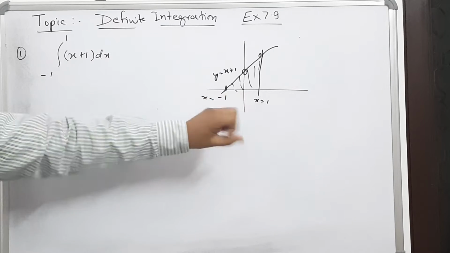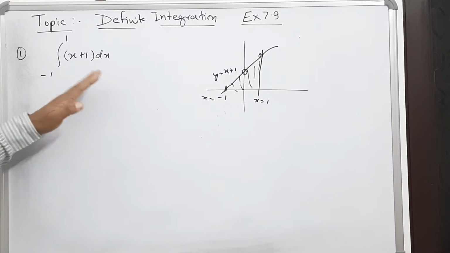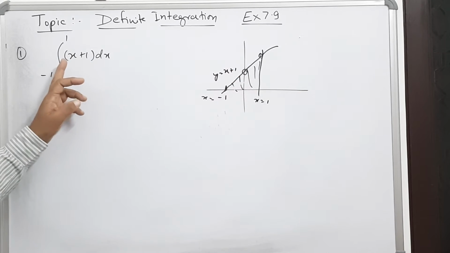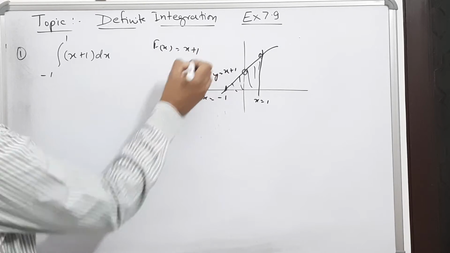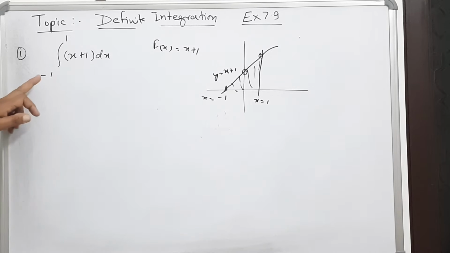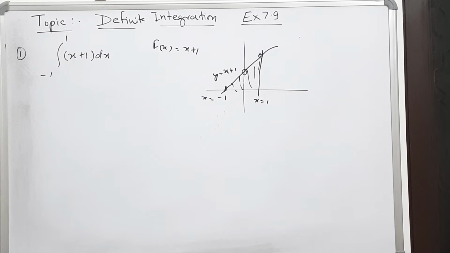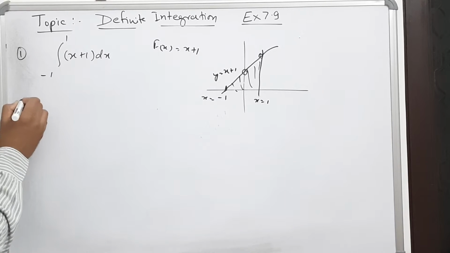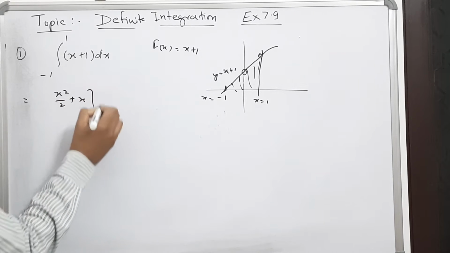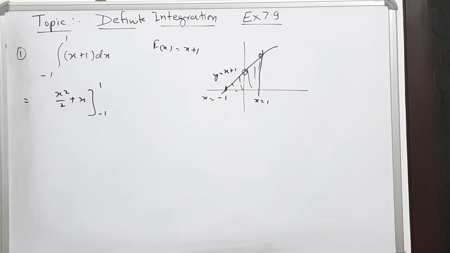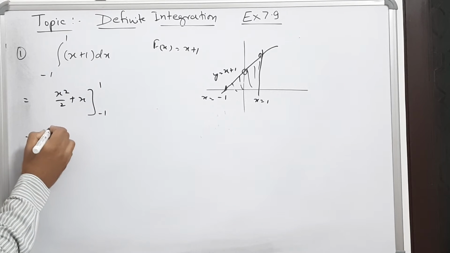So I hope with the help of this diagram you all understood what is the meaning of this. The meaning of this is the area under the curve f(x) equals x plus 1, and the limit here is minus 1 to plus 1. So we have to find the area of this particular triangle. So how to proceed? The first is the integration, x square upon 2 plus x, then it is minus 1 to 1.